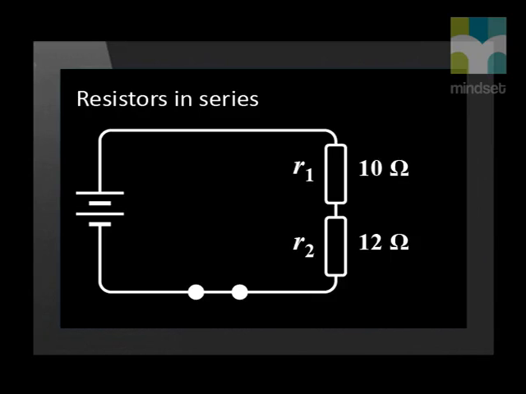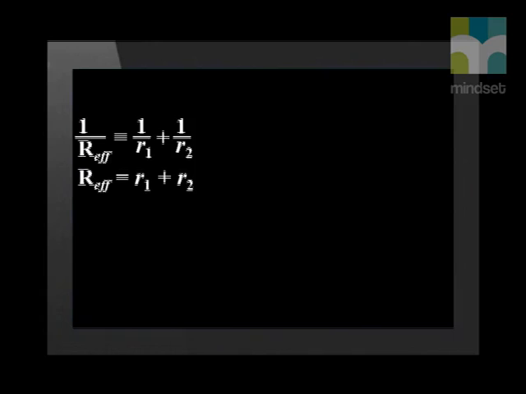As Bruce mentioned, we have two resistors in series, one that is 10 ohms and the other that is 12 ohms. Now let's use our equation to find the effective resistance. We know that R effective equals R1 plus R2. Therefore, R effective equals 10 ohms plus 12 ohms. So the effective resistance of this circuit is 22 ohms. This means that we could replace both those resistors with one 22 ohm resistor.